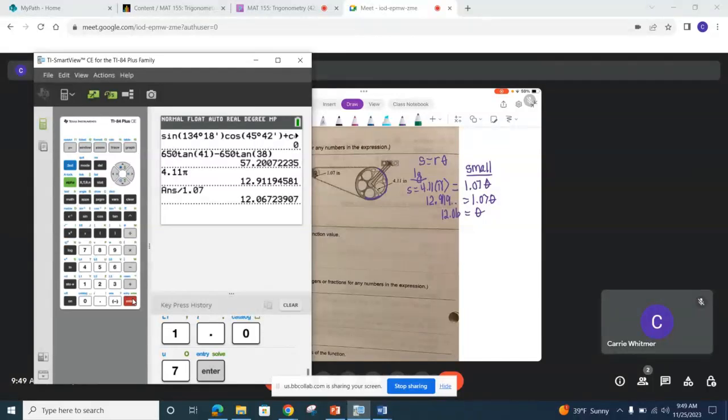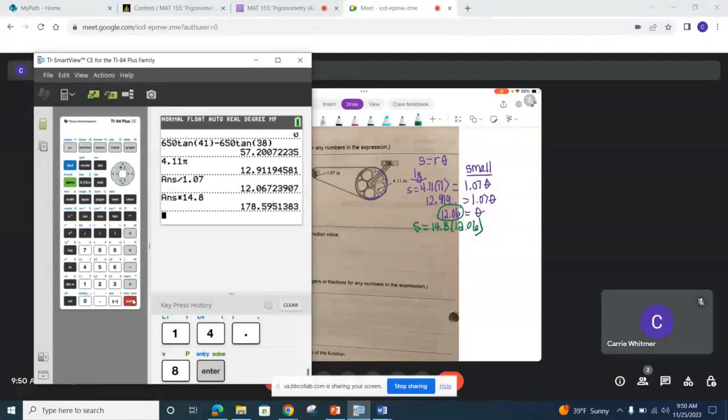Now here, it tells me the bicycle wheel is 14.8 inches. So here, when I want to find my arc length, I'm going to say 14.8 times my theta that we found here, 12.06. And that gives me 178.6 inches.